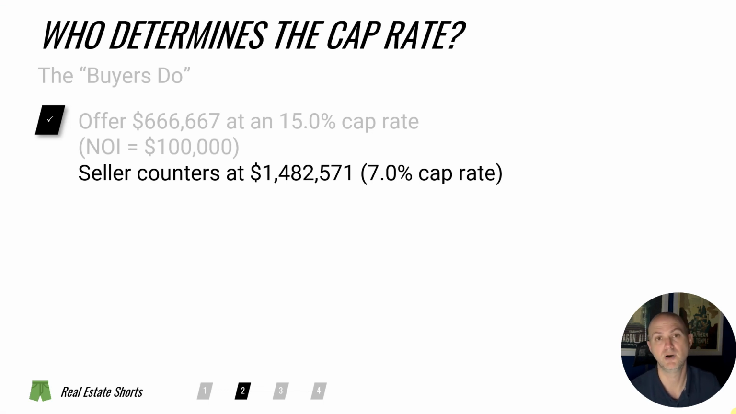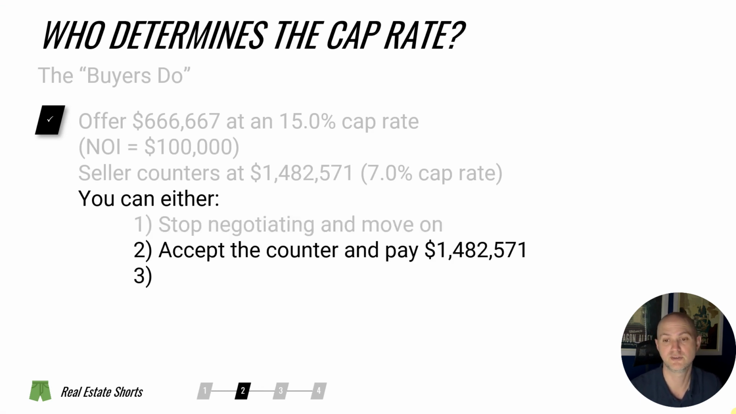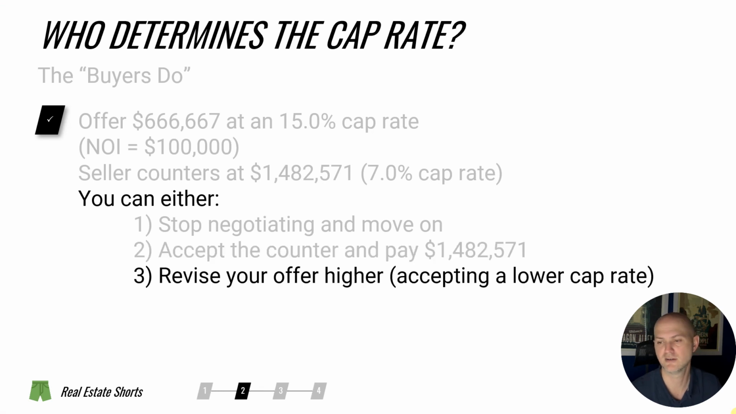So if we look at this from the buyer's perspective, what can they do? They have a couple of choices. The first is they can stop negotiating and move on. Maybe they think that the seller's counter is unreasonable, the cap rate is too low, the price is too high, and they're not willing to pay it. So they move on and make another offer on another property and see how they fare. That's a choice. The next choice is they could simply accept the counter and pay the $1.42 million, effectively agreeing to the 7% cap rate return. And the last is something in the middle, right?